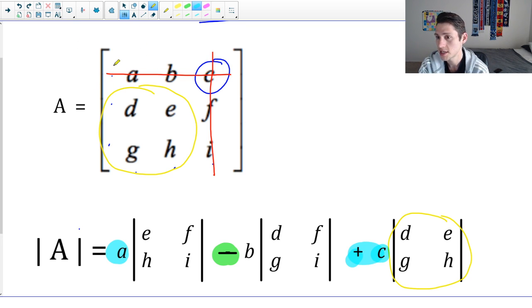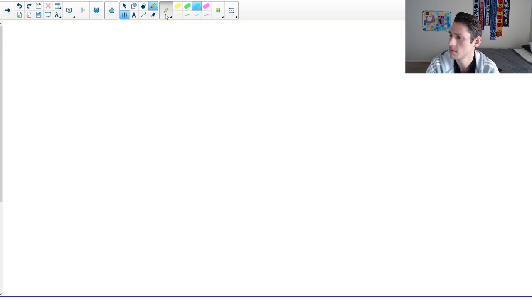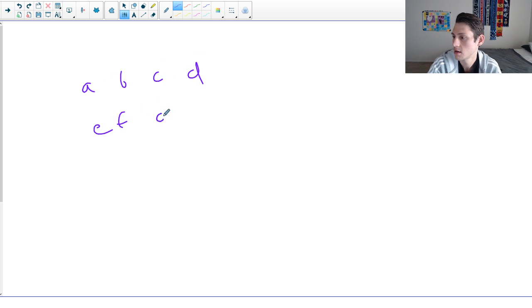Do the methods always change for how the equation is? Will a 4x4 solve completely differently? No, actually, this is now the general form. So let's say A, B, C, D, E, F, G, H, I, J, K, L.